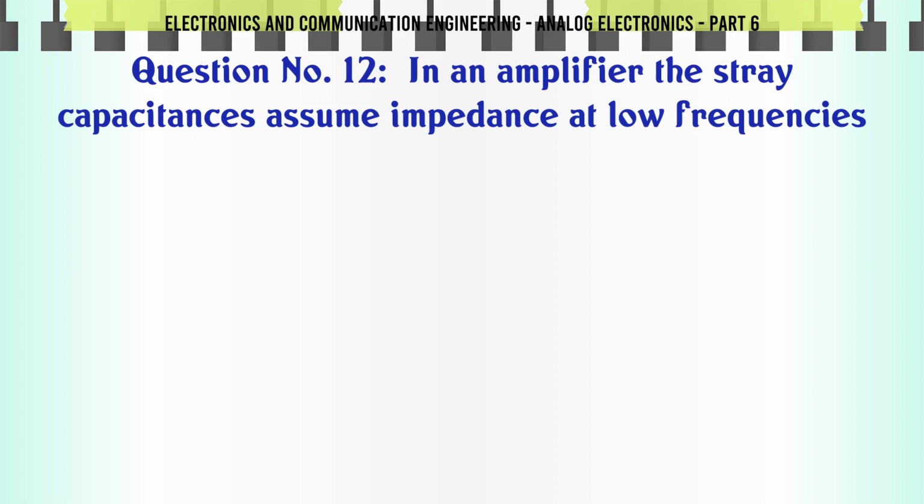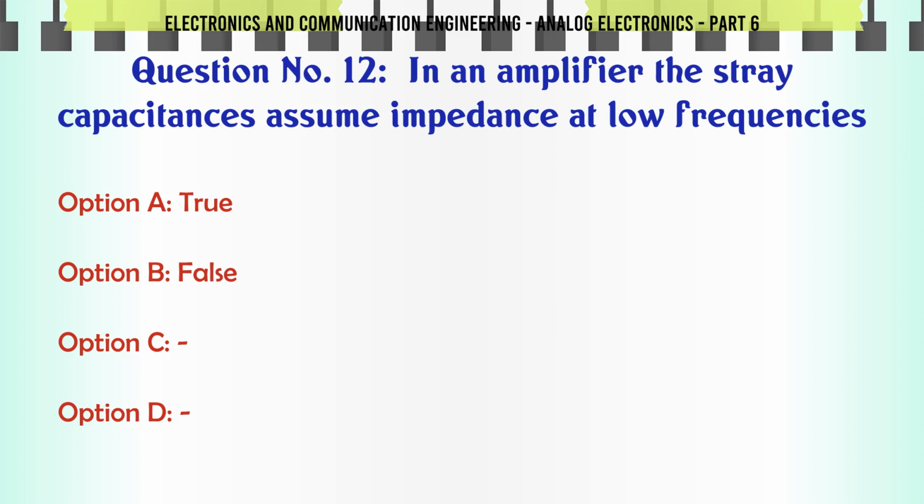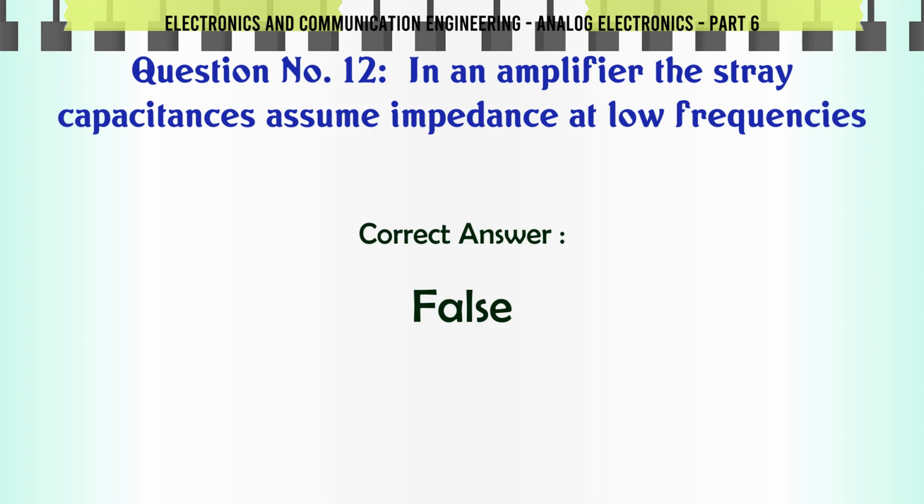In an amplifier, the stray capacitances assume low impedance at low frequencies. A. True, B. False. The correct answer is false.